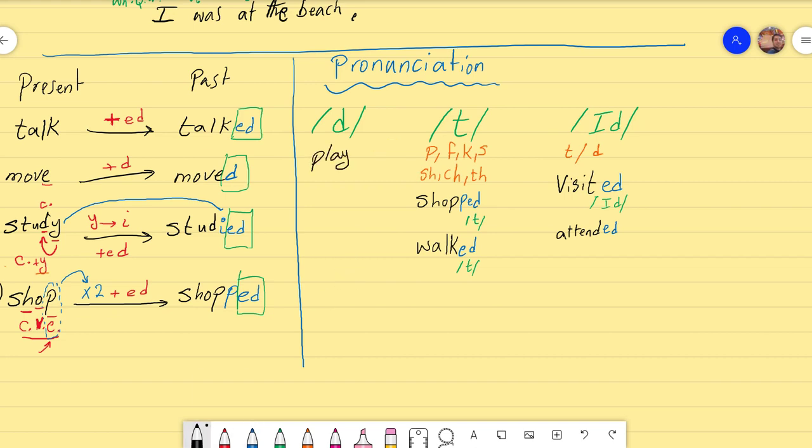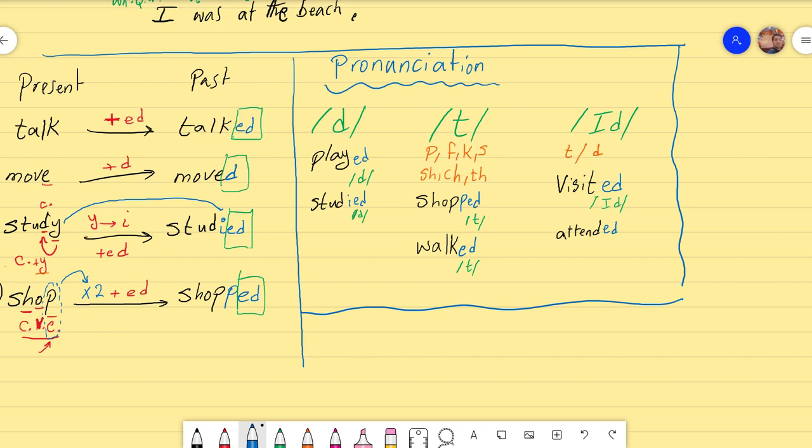Like play. We say played. Like the verb, for example, study. What is the past form? Studied. So we have study, and then we add the sound of d, say studied. Good. So this is about pronunciation. Be careful about this, because a lot of students use this form a lot, which is not correct all the time.